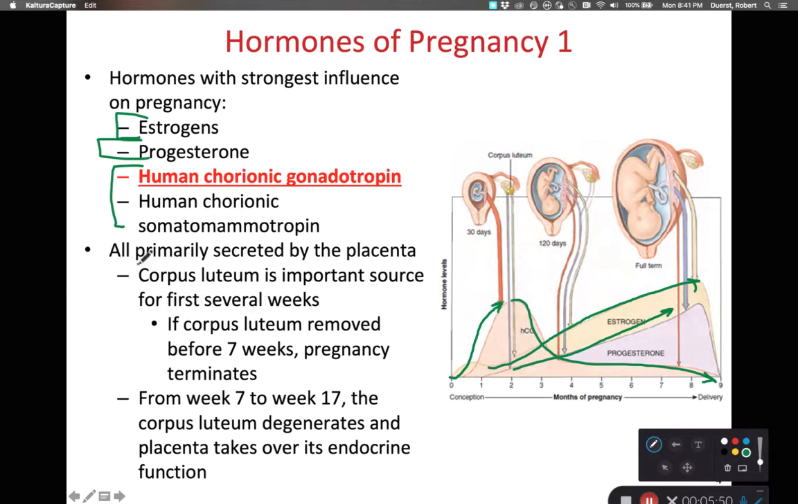Very early on, the corpus luteum is going to be the most important source of these hormones. The placenta hasn't formed. Immediately after fertilization and implantation, there is no placenta. However, there is a corpus luteum on the ovary, and that corpus luteum is capable of secreting estrogen and progesterone. To keep that corpus luteum going, we have the HCG that is going to prolong its life cycle. And then towards the second half of the pregnancy, from week 7 to 17, that corpus luteum will degenerate and the placenta takes over the endocrine functions of pregnancy, which takes over the production of the estrogen and the progesterone.